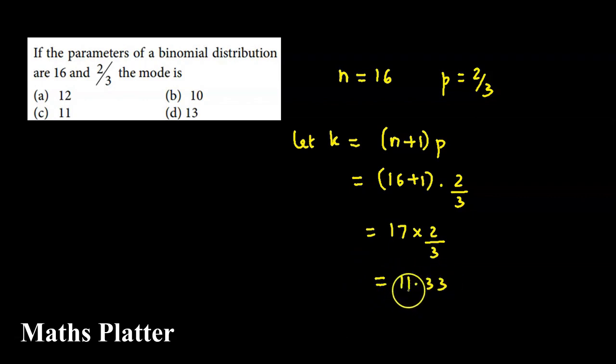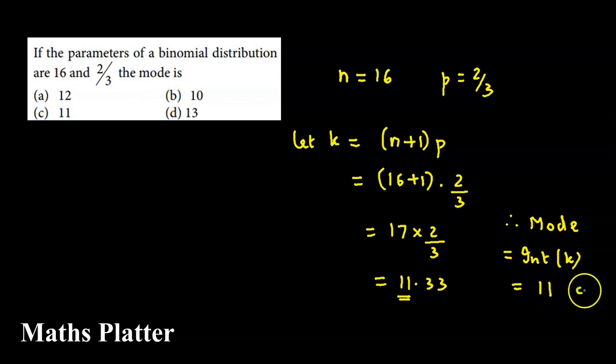11.33. Now k की वैल्यू डेसिमल्स में आई है, इसलिए जो मोड होगा that will be the integer part of k. Now the integer part of k is 11, इसलिए मोड की वैल्यू होगी 11, which is option C.